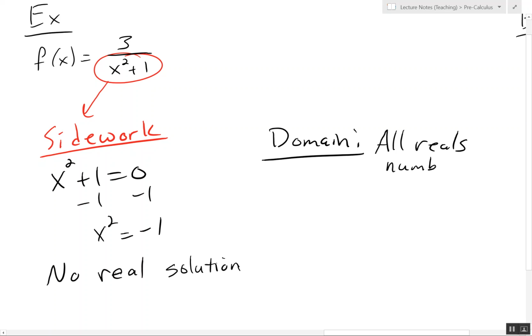So if you say it in words, you can write it like that. You can also use interval notation, which is negative infinity to infinity, or you can use this R with the extra bar that we saw in a previous video.